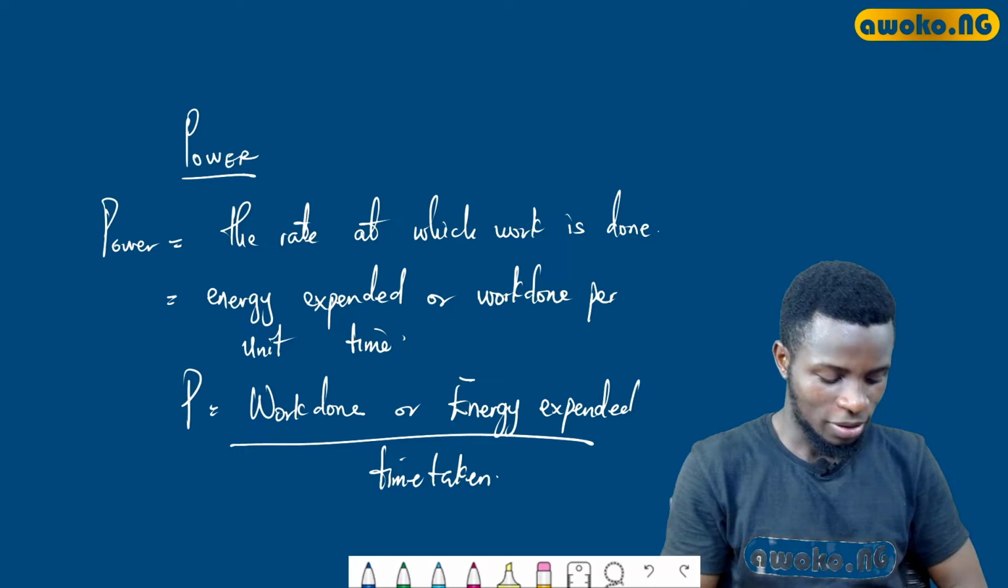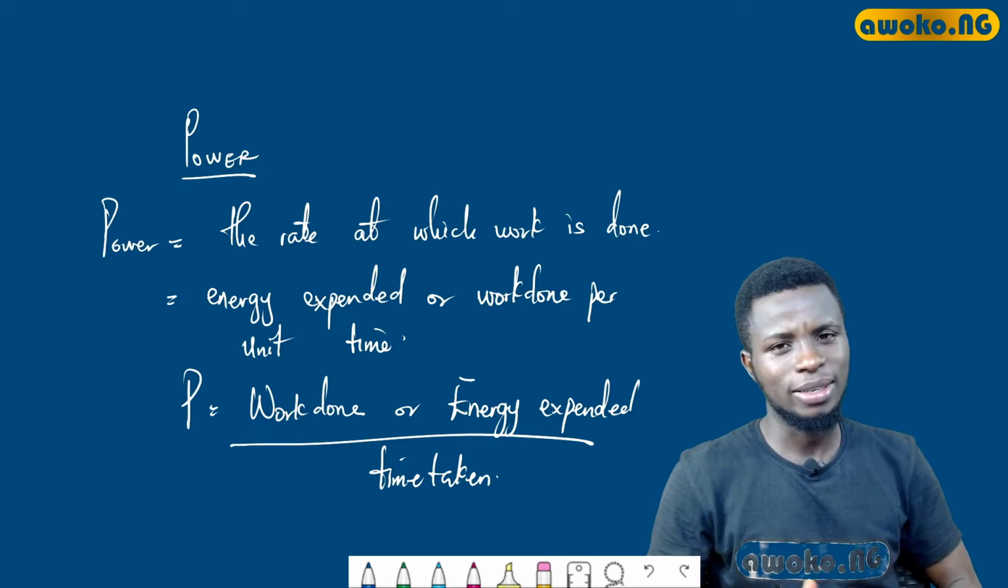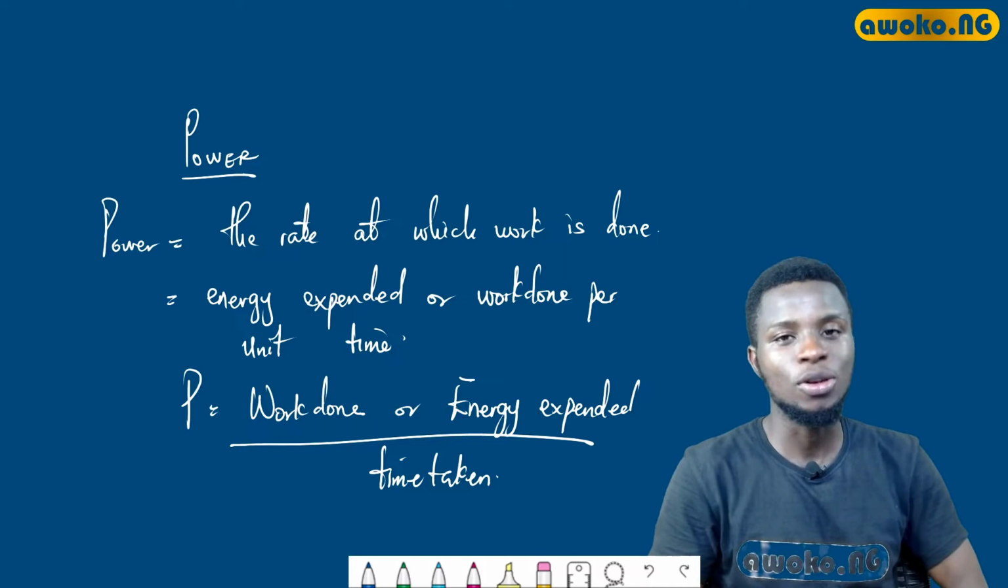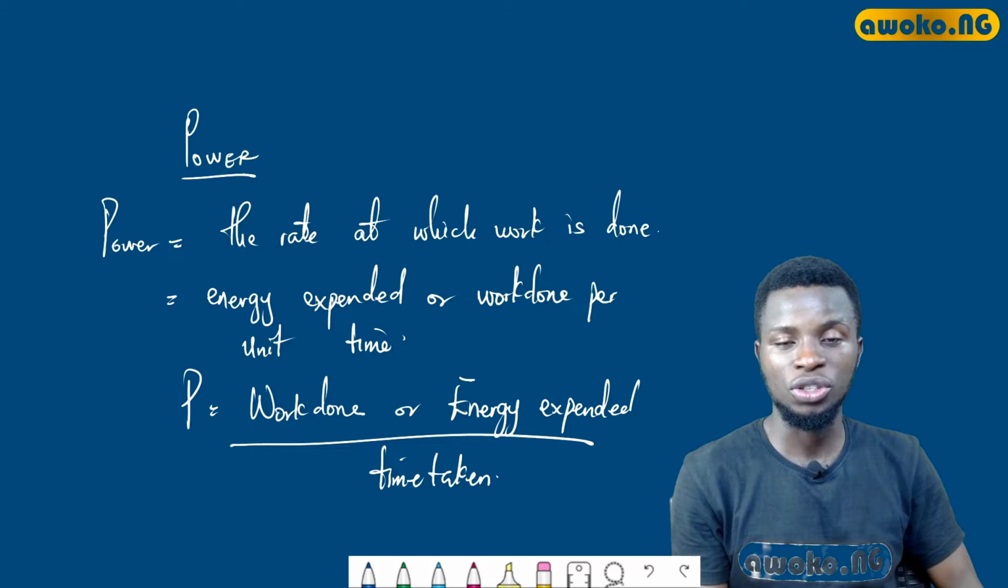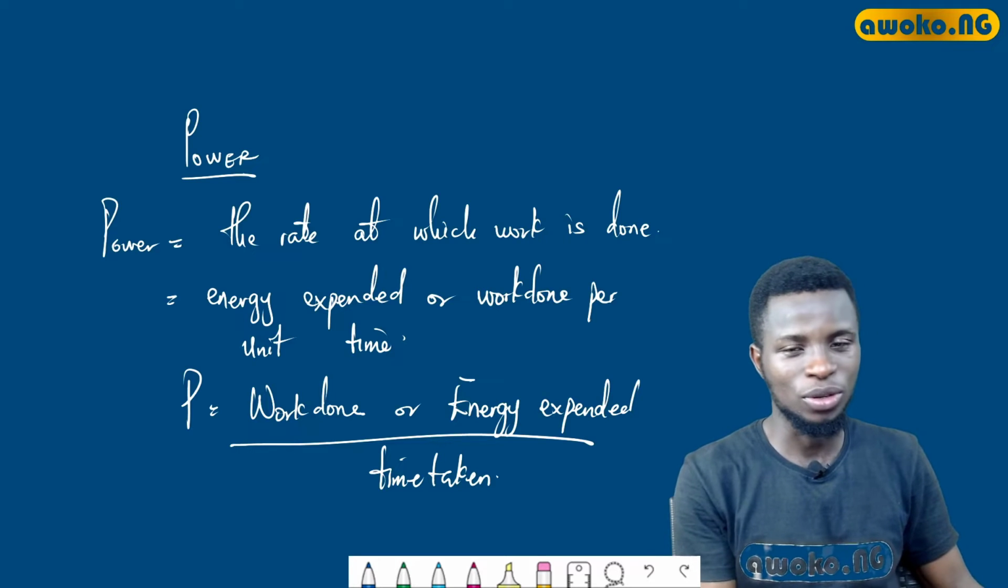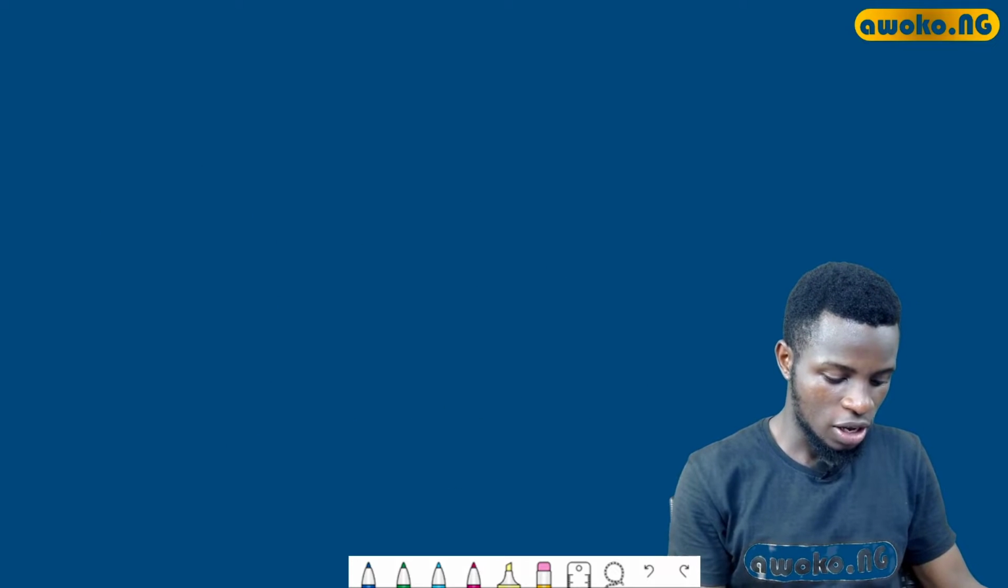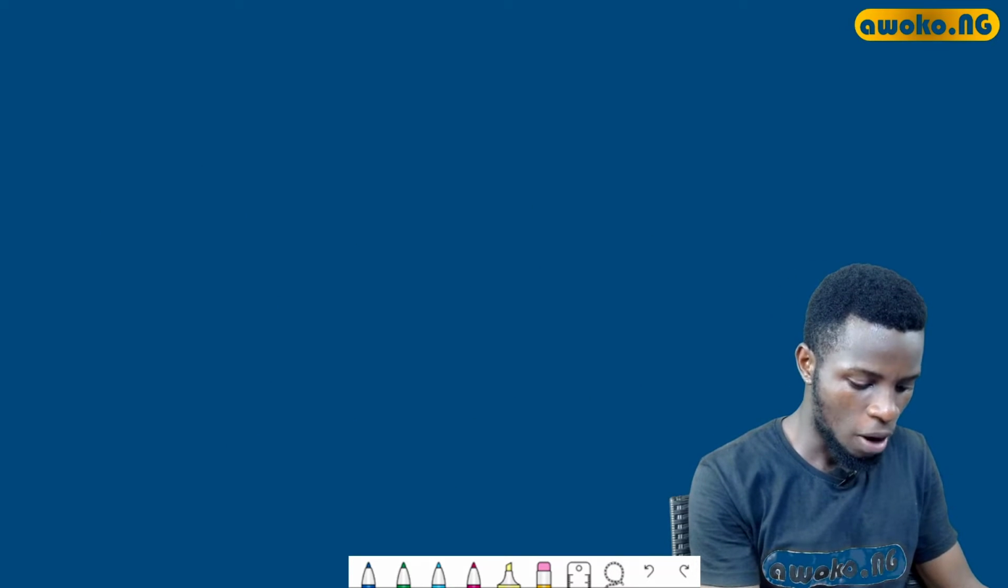Now, having said that, we say power is a scalar quantity. And why do we call power a scalar quantity? It is because it is measured by magnitude alone, without putting into consideration the direction of the application of this force.